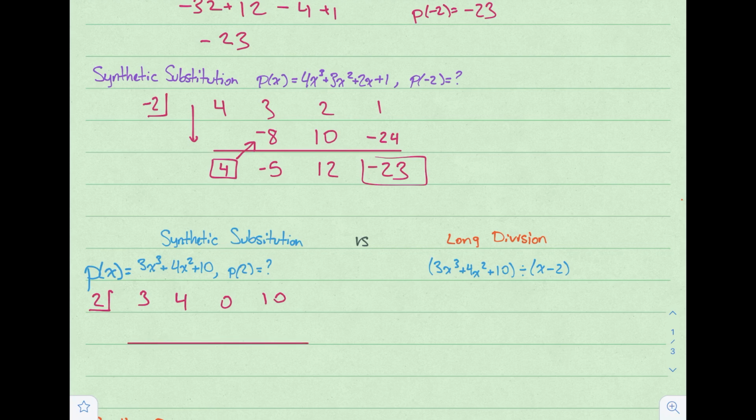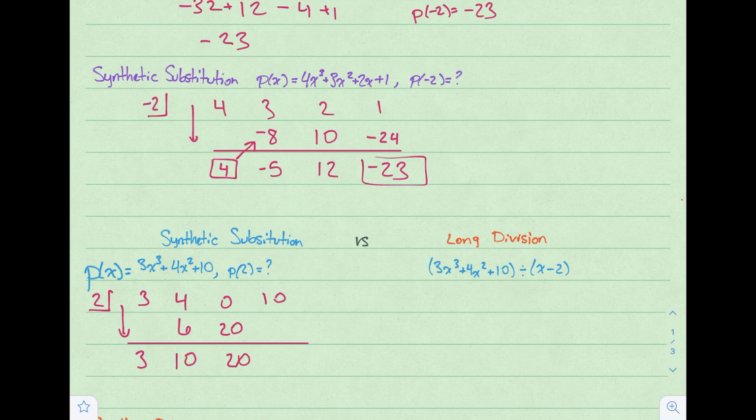Add down. 3 has nothing to add to, so 3. Multiply by 2 is 6. Add down. 4 plus 6 is 10. Multiply by 2. 10 times 2 is 20. Add down. 0 plus 20 is 20.